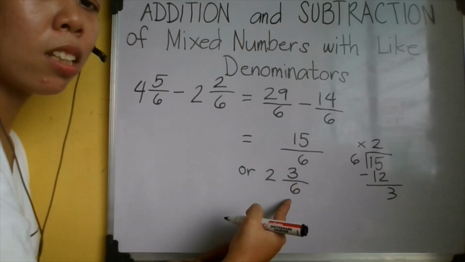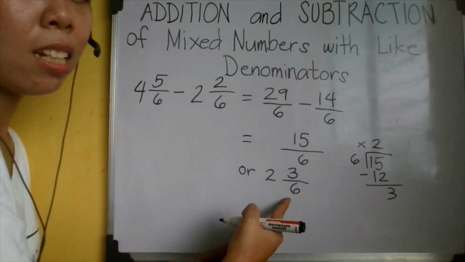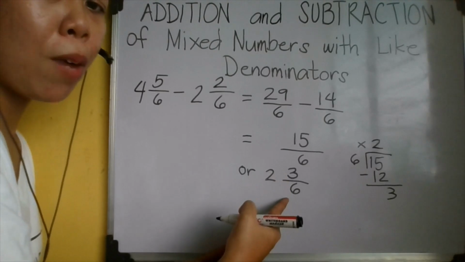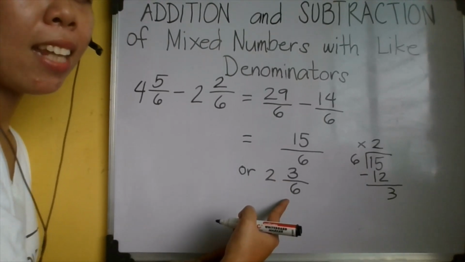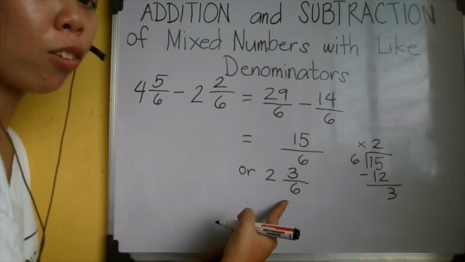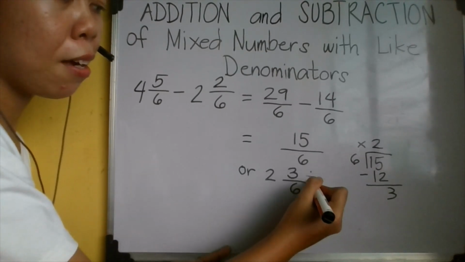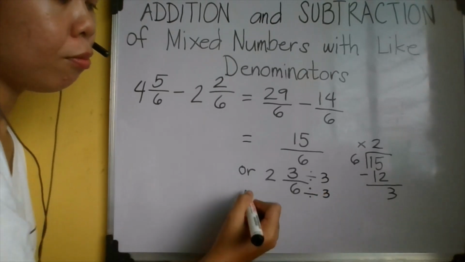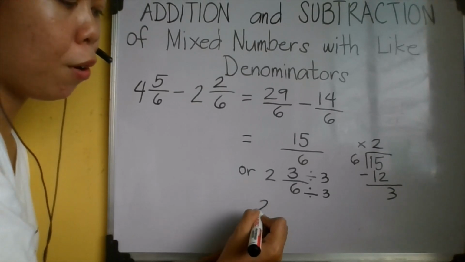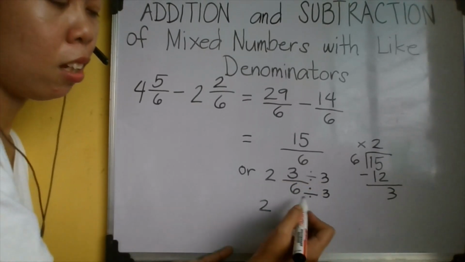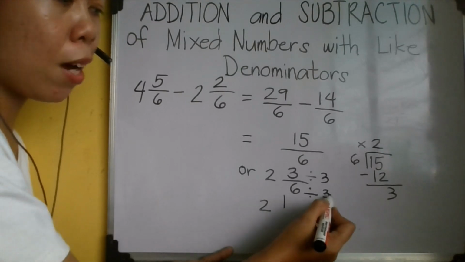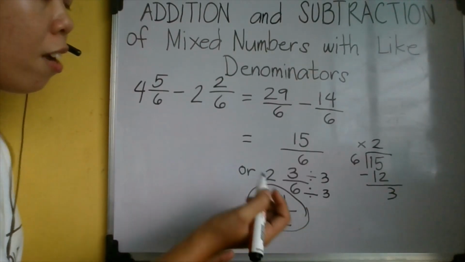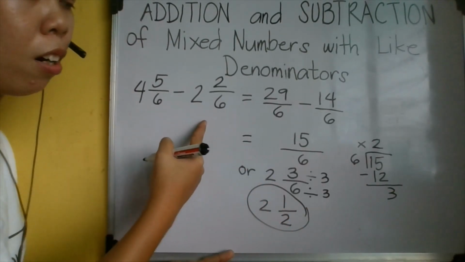So, yung fractional part na 3/6 is not yet in lowest terms. So, pwede pa natin itong i-reduce sa lowest terms by dividing 3 and 6 sa kanilang greatest common factor na 3. Divide 3 by 3 and also divide 6 by 3. So, copy the whole number, 2, then 3 divided by 3, we have 1. 6 divided by 3, we have 2. Right. So the difference of these mixed numbers is 2 and 1/2.